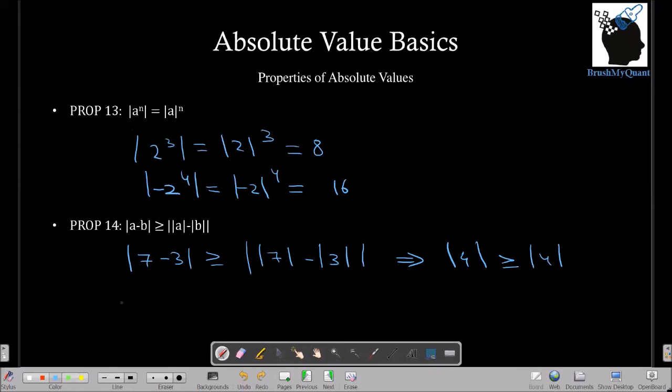Let's take numbers with opposite signs. So mod of 7 minus of minus 3 is greater than or equal to mod of 7 minus mod of minus 3, which is nothing but mod of 10 on the left hand side is greater than or equal to mod of 4.